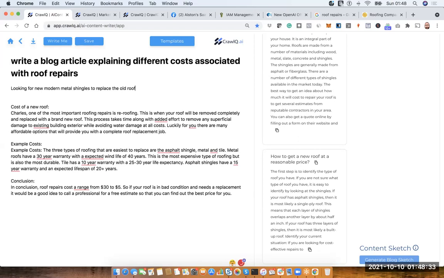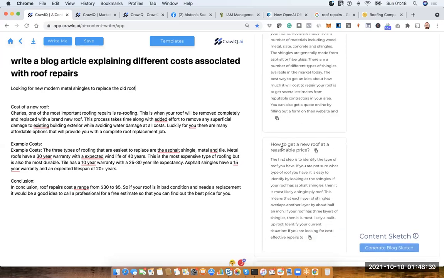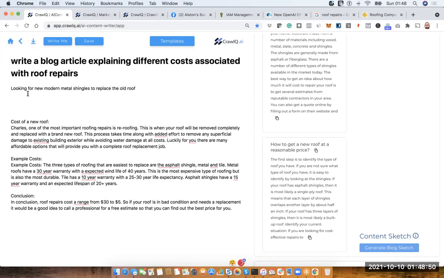That's something that he is looking for, right? We can start off with this, but also there are a couple of suggestions to start. So how to get a new roof at a reasonable price. This can also be an interesting start of this article. And of course, it depends on a writer's style and your own idea, because each writer will pick up a different style.